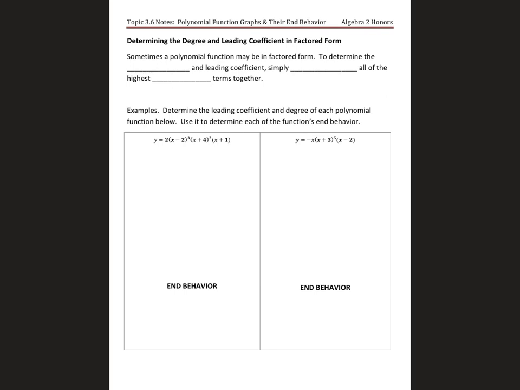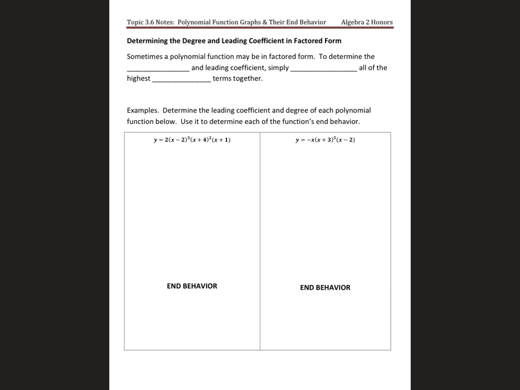In the last video, we talked about the end behavior of polynomial graphs. Specifically, are they going up or down on the left and right sides? And in order to determine that, we looked at the sign of the leading coefficient, and we looked at the degree, whether it be even or odd.